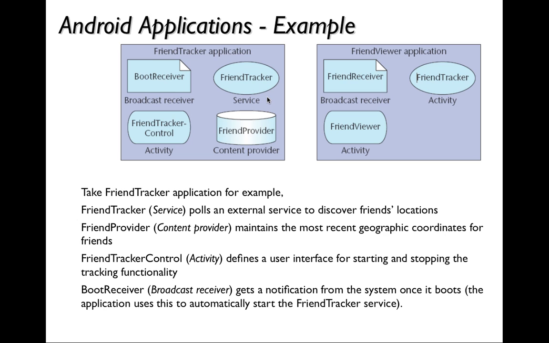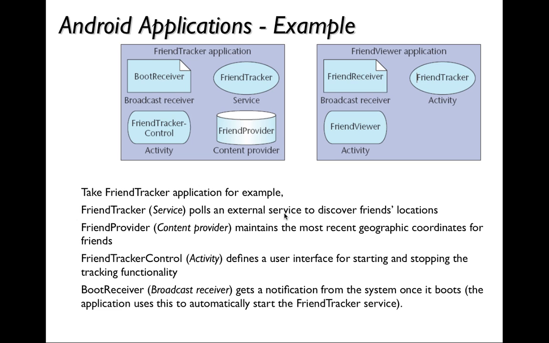So I'm going to talk about the security issues associated with this application to point out why we have the manifest and why we have security as a component, and a thought to think about. So take the friend tracker application, for example. That's this guy over here. The friend tracker service pulls an external service to discover friend locations. So we're going out to the internet. We're using an HTTP connection, or probably, it doesn't really matter what we're using.